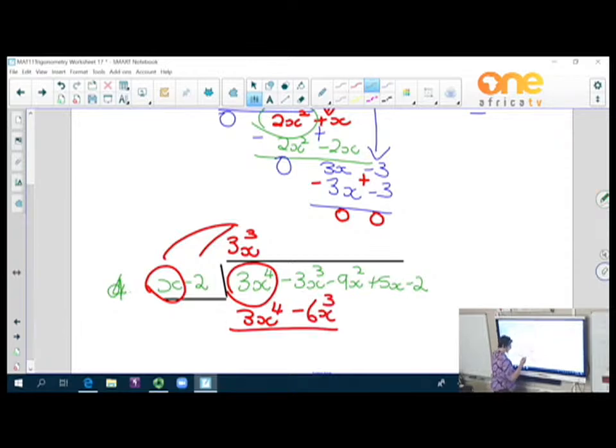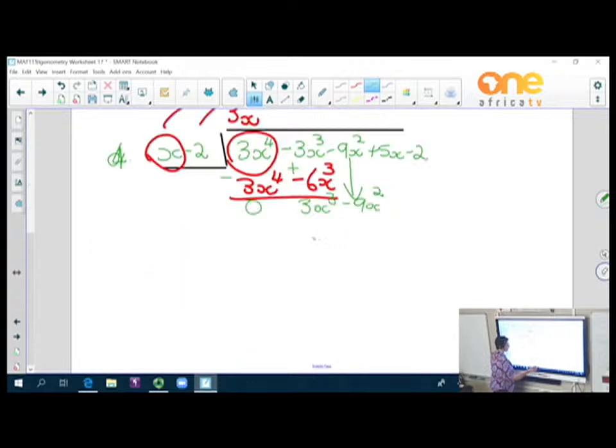And we subtract, so we change the second signs and add. That one is a 0. This one is 3x to the power of 3. We bring down the next one, negative 9x squared. And we ask ourselves the same question now.